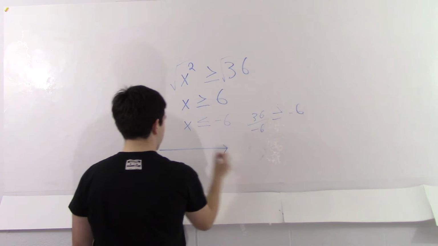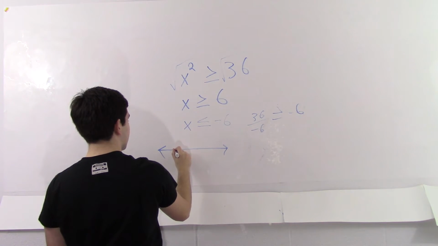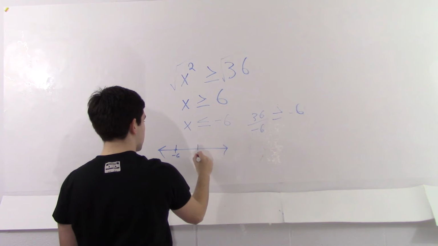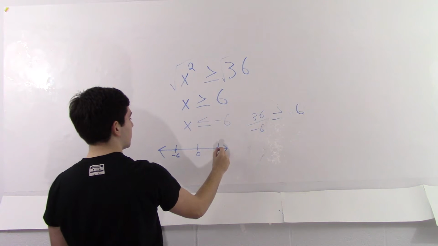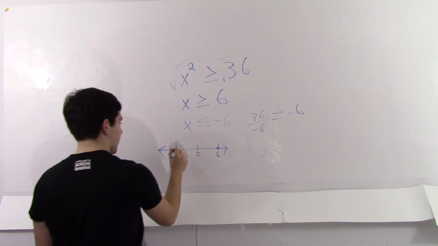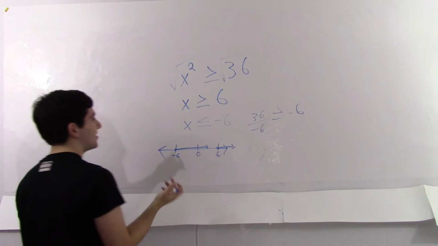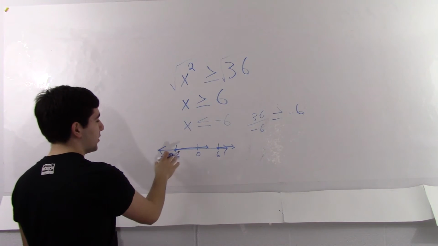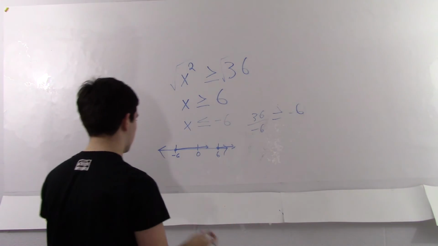If we were to keep it the same direction at -6 and 6, we know that it's equal to, so we fill in the circle. If we did greater than and greater than here, it would be the same thing as saying, oh yeah, we could have just put greater than -6. And when you plug in the solutions, it doesn't work.